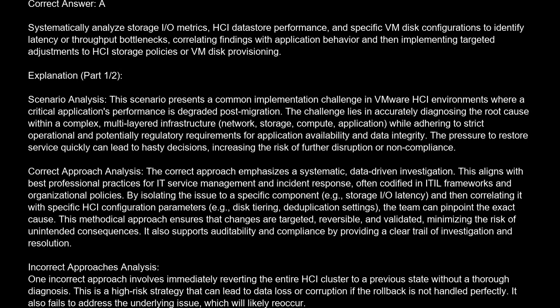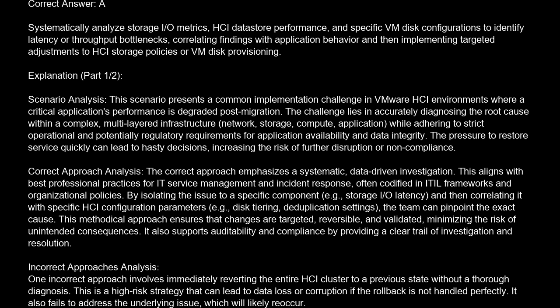The correct answer is A. Systematically analyze storage I/O metrics, HCI data store performance, and specific VM disk configurations to identify latency or throughput bottlenecks, correlating findings with application behavior, and then implementing targeted adjustments to HCI storage policies or VM disk provisioning.